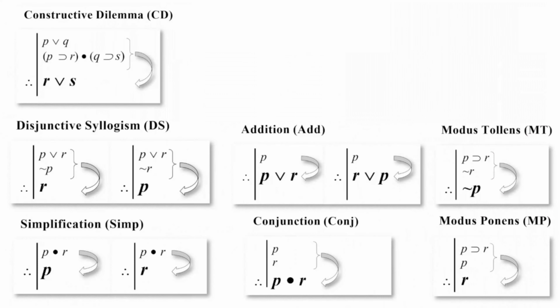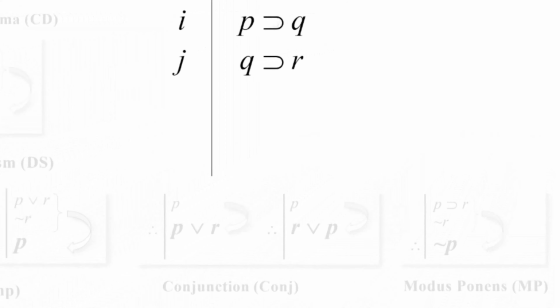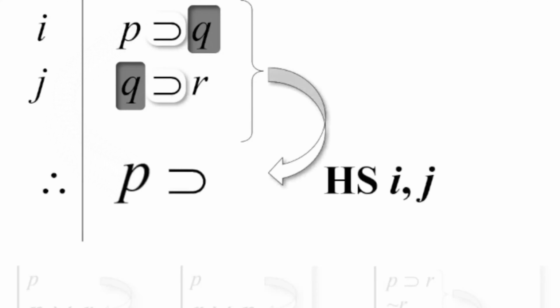This is just a reminder of the rules we have learned so far. We are adding hypothetical syllogism to the rules. Hypothetical syllogism requires that we have two conditionals on their own lines, where we can match the consequent of one of the conditionals with the antecedent of the other. If these conditions are satisfied, we can infer another conditional with the unmatched antecedent and the unmatched consequent.